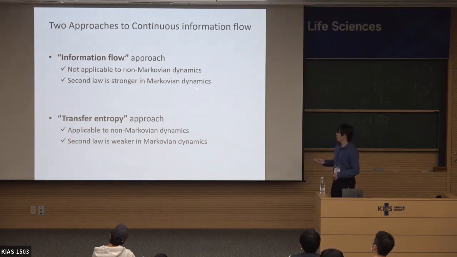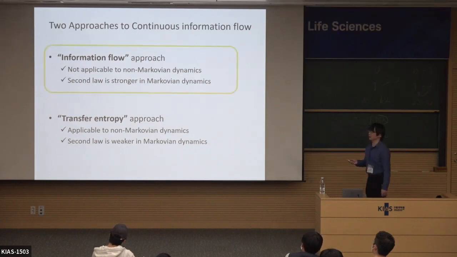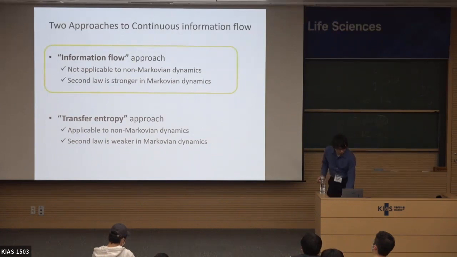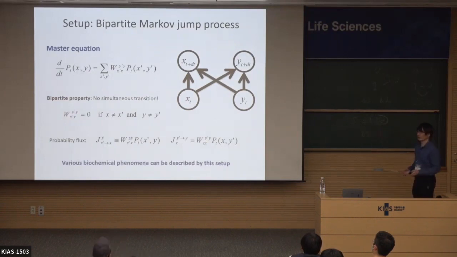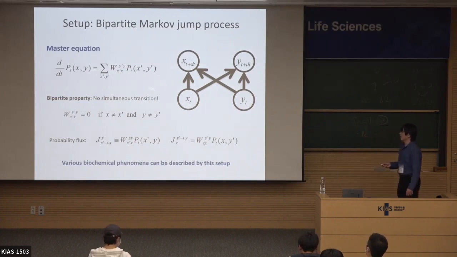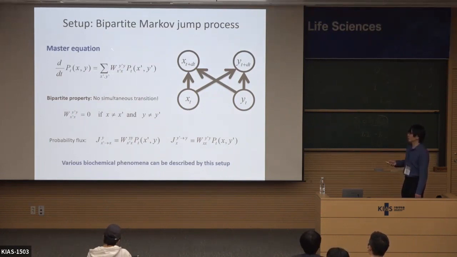If time allows, I will talk about both of them. But today I will start with this information flow approach because I think it's more standard for treating this problem. Okay, so the setup is like this. We consider some bipartite Markov jump processes. We have two variables, x and y, where x probably plays the role of Maxwell's demon and y is the system, or vice versa. The total system is described by this master equation, and W is the transition matrix.